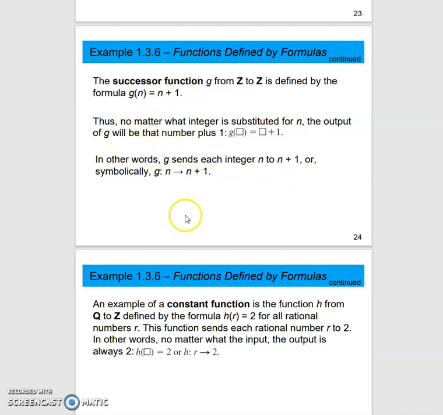And again, there's a couple ways we can describe it. And you'll sometimes see this notation: g colon Z arrow, n maps to n plus 1. So again, g is the function. n is what I'm putting in, and n plus 1 is what I'm getting out.